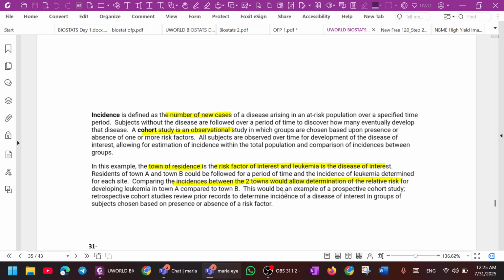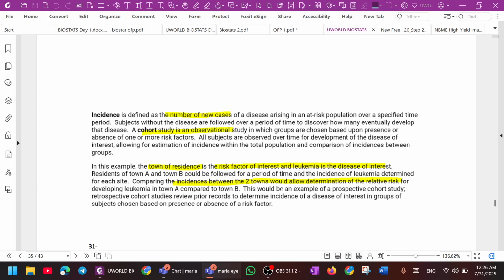Retrospective cohort study review. Retrospective cohort studies review records to determine the risk incidence of a disease of interest in a population of subjects, chosen based on the presence or absence of the risk factor.